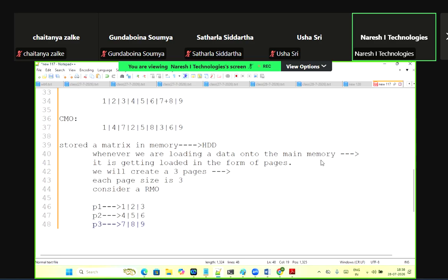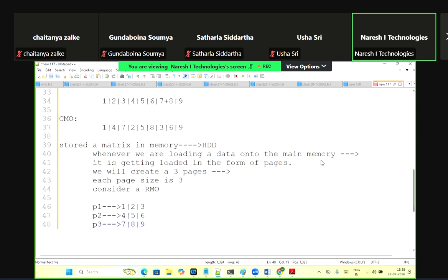So once I'm telling that I wanted to access the element, you are loading onto the main memory in the form of pages, correct? So वहां पे एक page table create रहता है, right? So that will be a different story, but you consider it will be a pages case, right?